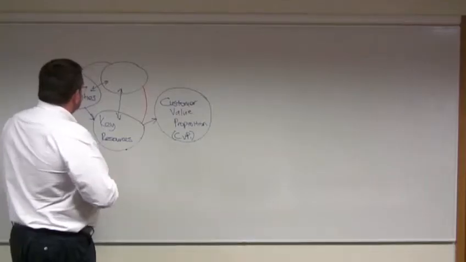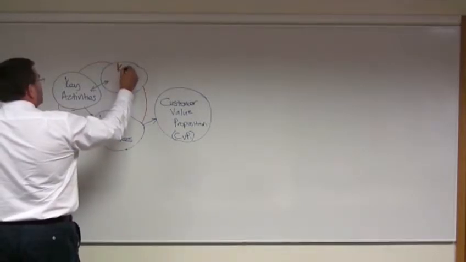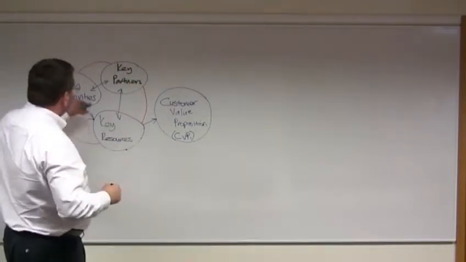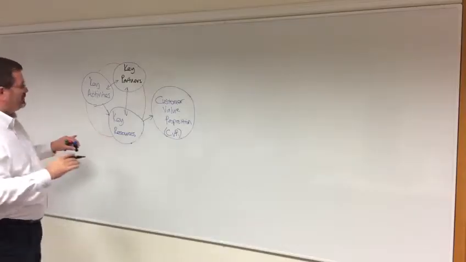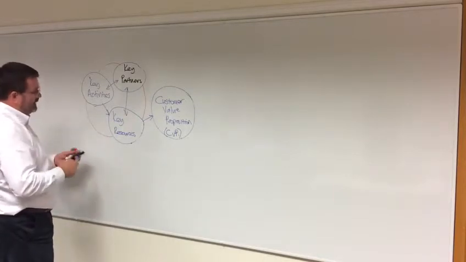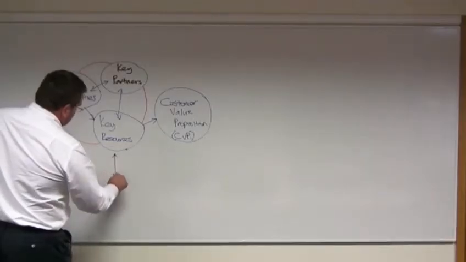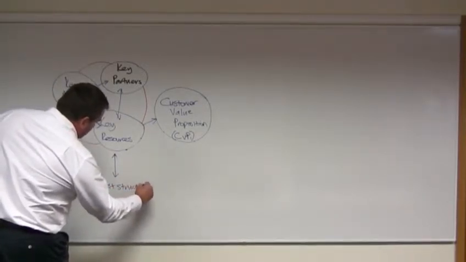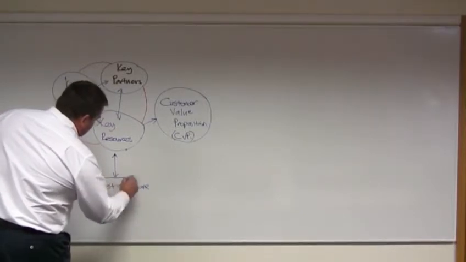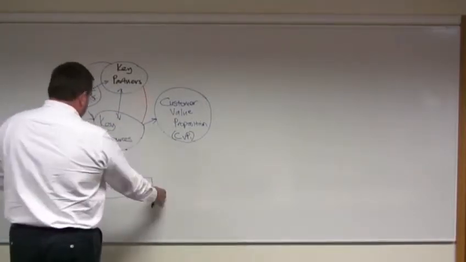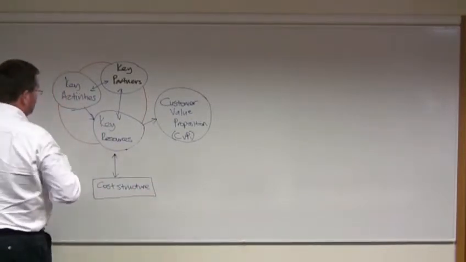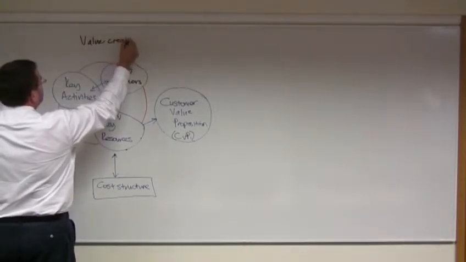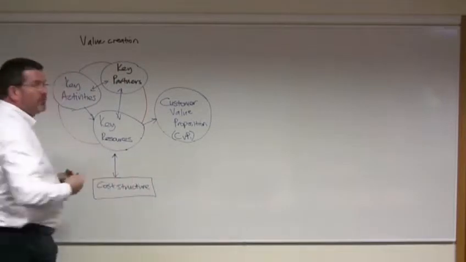But if I modified this very slightly and I said, I also want to know something about key partners that are required in order to deliver this, this slightly modifies the business model. And then I can add another element, which is a connection to the cost structure required in order to deliver this piece here, which we now could call something slightly different, which is the value creation element of the business model.